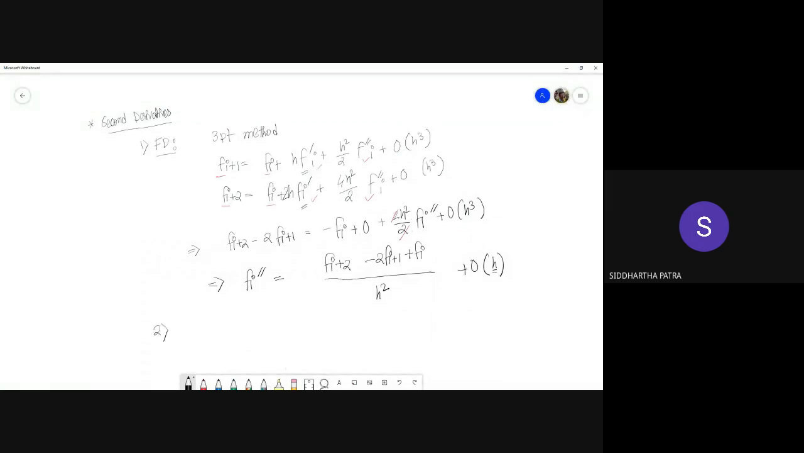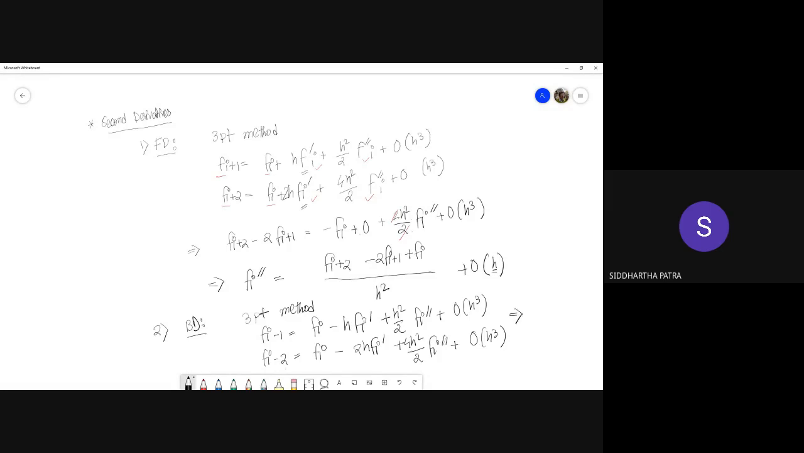similarly we can get the second derivative using the backward difference technique, which is again a 3-point method, wherein we can write fi minus 1 as fi plus minus h fi prime plus h squared divided by 2 fi double prime plus order h cube, then fi minus 2 as fi minus twice h fi prime plus 4h squared divided by 2 fi double prime plus order h cube, and in the end if I do fi minus 2 minus twice fi minus 1, I would get minus fi plus h squared times fi double prime plus order h cube.